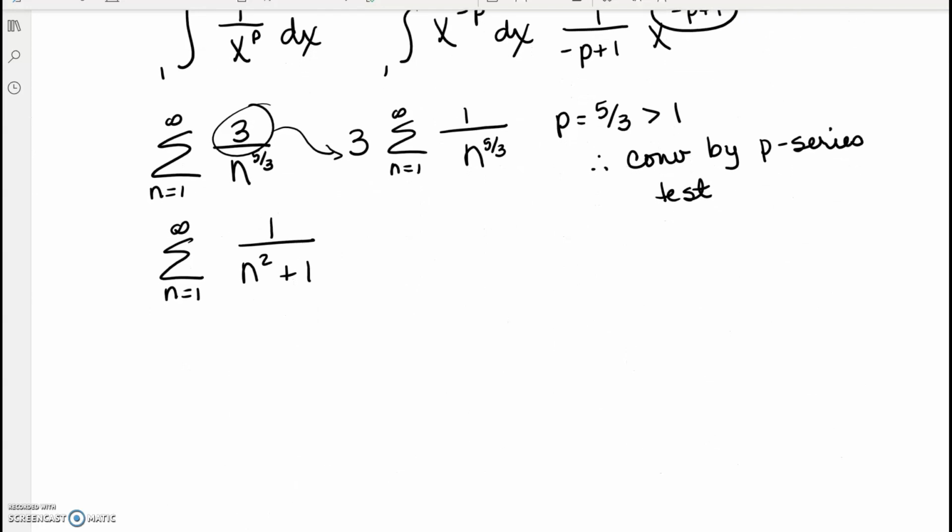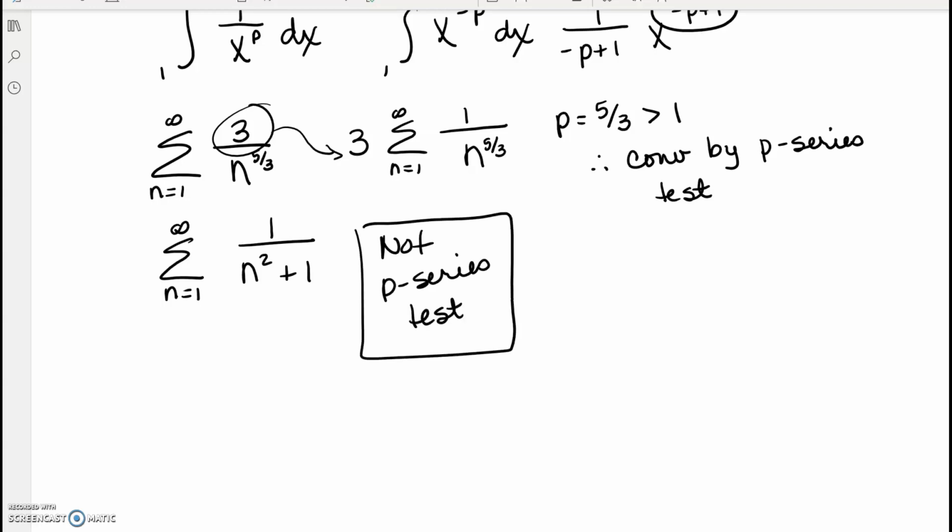This is not in p-series form. And you shouldn't have one of those on this. Maybe you would if, again, you could use the integral test.